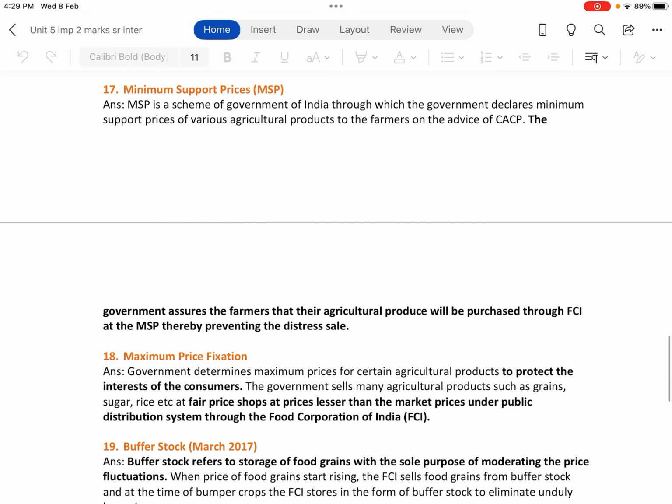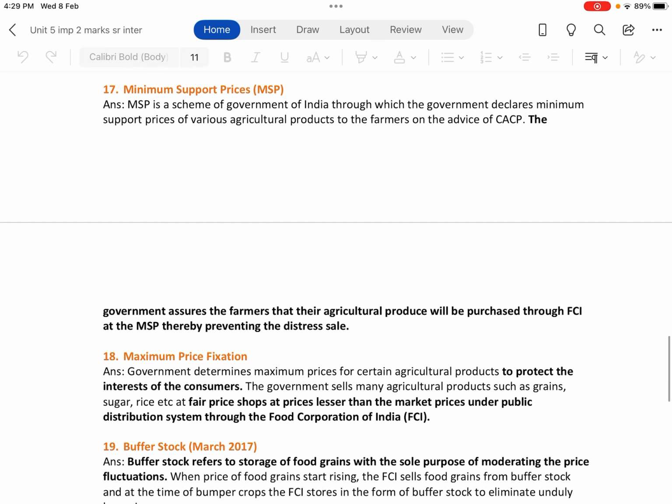Then 18th question, maximum price fixation. Answer: the government determines maximum prices for certain agricultural products to protect the interest of the consumer. Minimum support price is to protect the interest of the farmers. Maximum price is to protect the interest of the consumers.